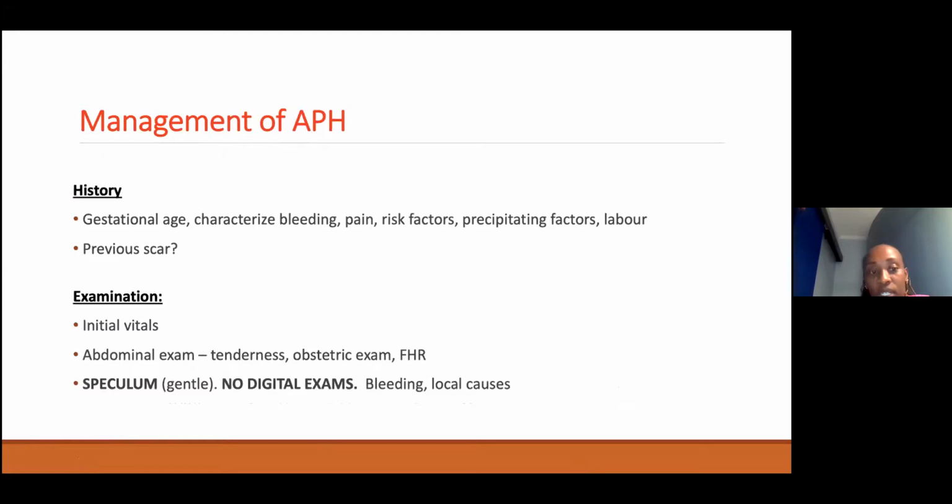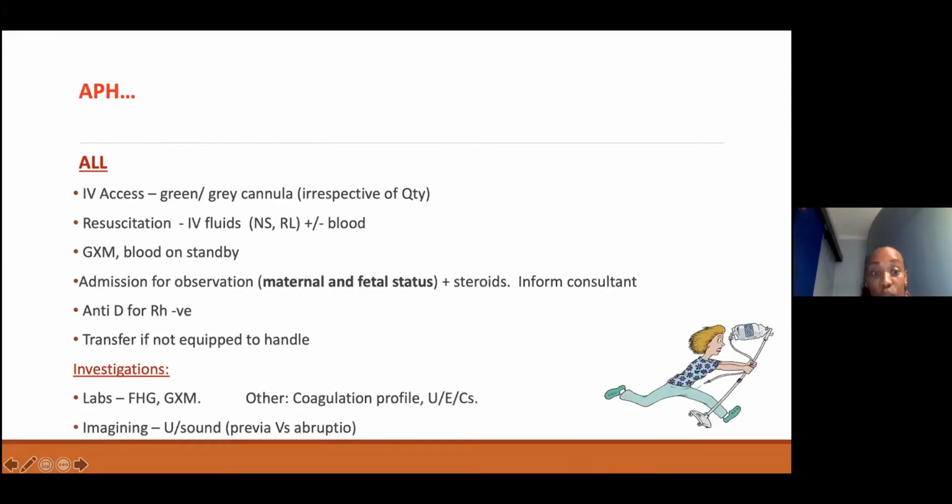Moving on. Once you've done that quick history and examination, the next thing is your plan of action. What must you do then? IV access, always. Do not underestimate the bleeding. Even if it's spotting, she's in third trimester, IV access, because next thing you know, it could be a river, right? Green or gray cannula, gauge 16 or 18. In our labor ward, I've confiscated all pink cannulas, yellow, blues, because you'll find people using them, yeah? And when you really need fluids to flow, those cannulas do not help.